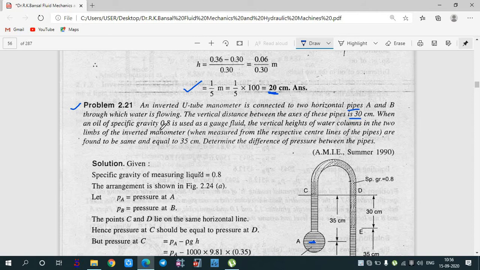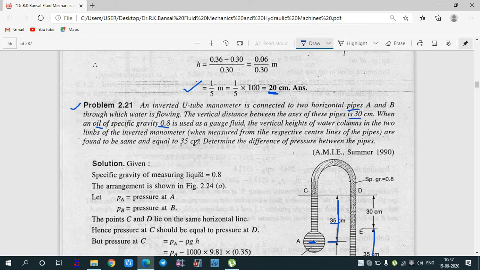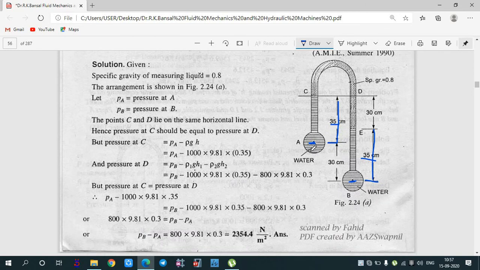When an oil of specific gravity 0.8 is used as a gauge fluid, the fluid which has been used as a gauge fluid is oil, and it has a specific gravity of 0.8. The vertical height of water in the two limbs of the inverted manometer are found to be the same and equal to 35 centimeter. It is saying that the vertical height of water in both cases, from the center to this point as well as from the center to this side, is 35 centimeter. Now determine the difference of pressure between the pipes. So we need to calculate the difference of pressure.